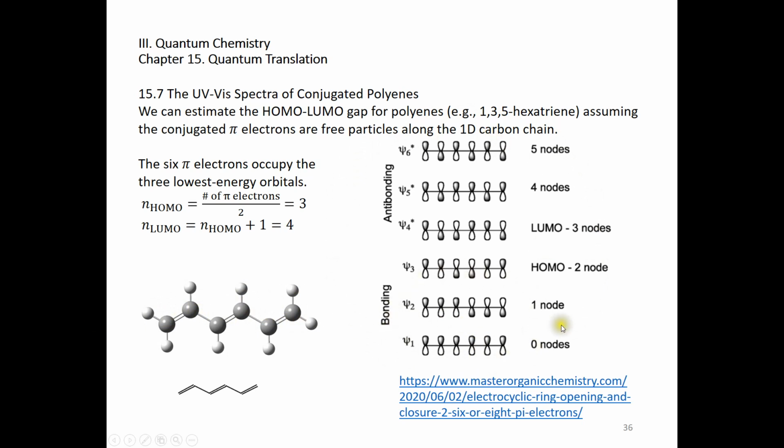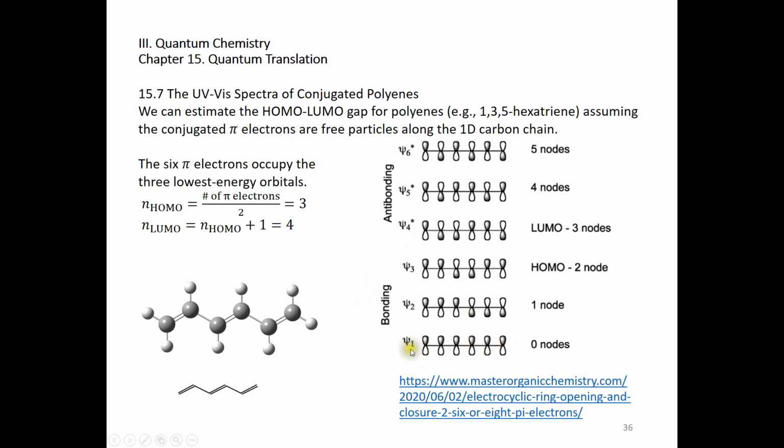The bottom 3 are occupied. The top 3 are unoccupied. The reason is we have 6 p electrons. The 6 p electrons only occupy 3 MOs, the bottom 3. Now, how do we know which MO has higher energy, which MO has lower energy by looking at this?